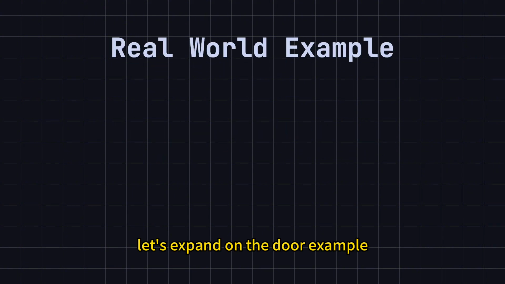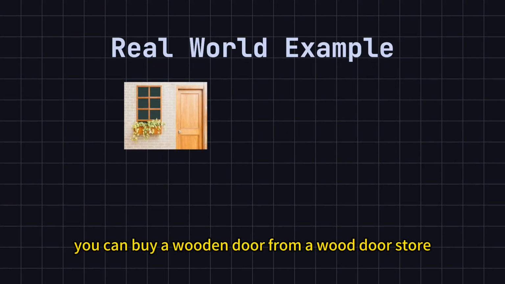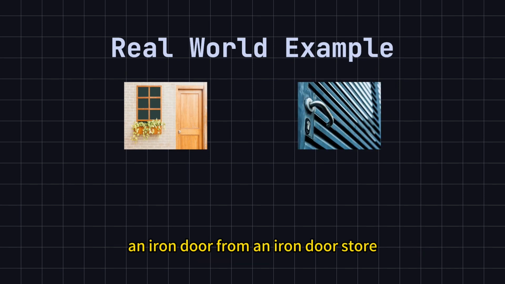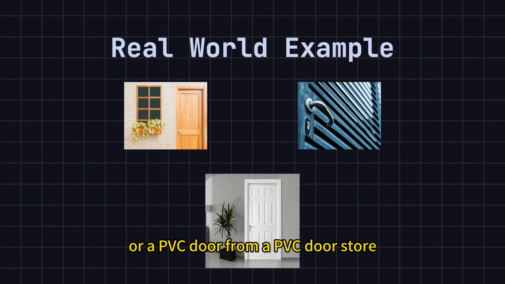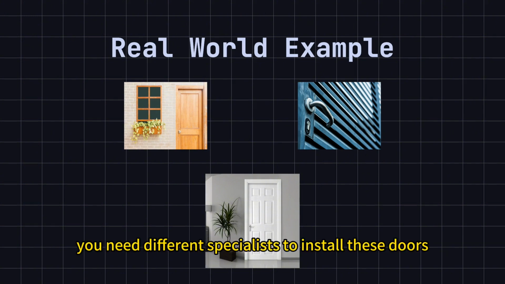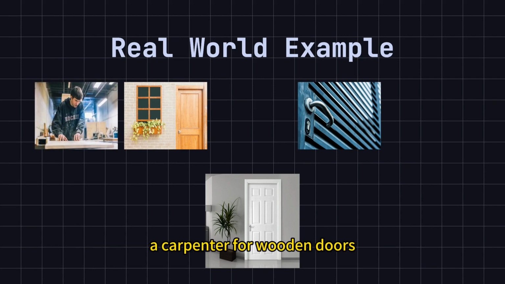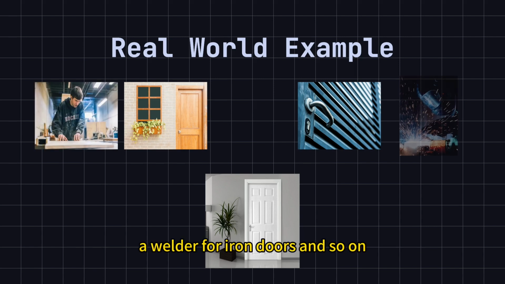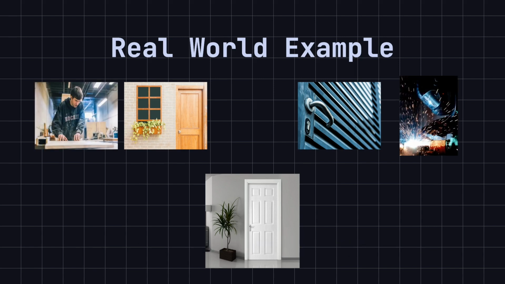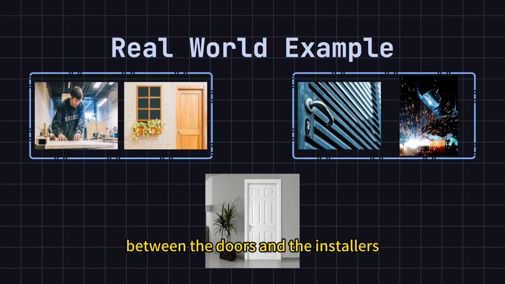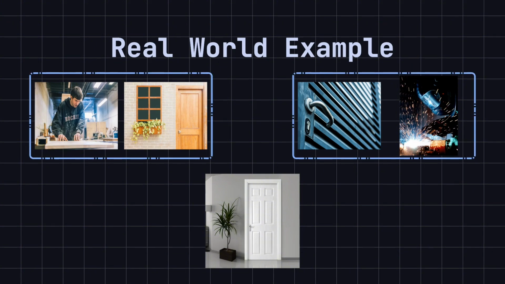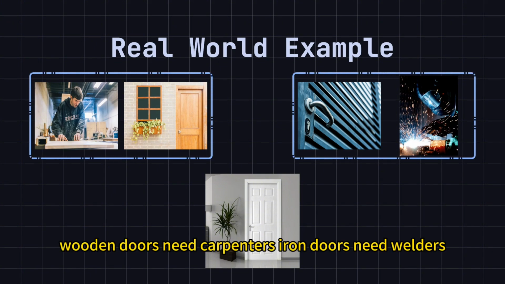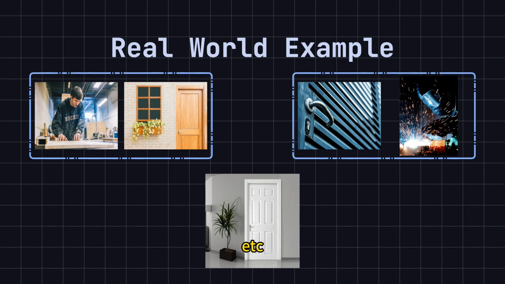Let's expand on the door example from the simple factory. Depending on your needs, you can buy a wooden door from a wood door store, an iron door from an iron door store, or a PVC door from a PVC door store. Additionally, you need different specialists to install these doors: a carpenter for wooden doors, a welder for iron doors, and so on. There is a dependency between the doors and the installers. Wooden doors need carpenters, iron doors need welders, etc.